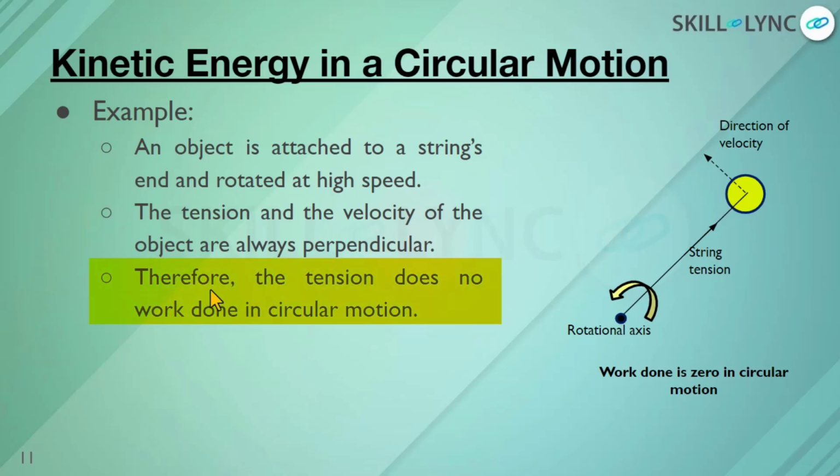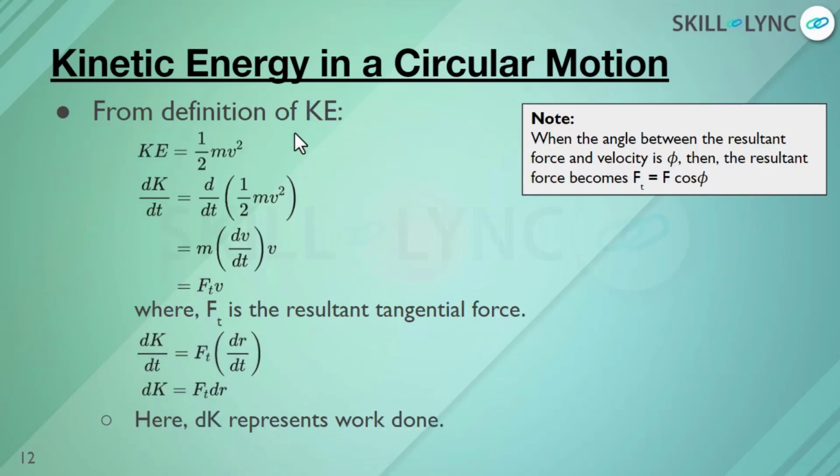Therefore, the tension does no work in circular motion. Thus, as seen in the picture, this tension will cause zero work done on the ball, since the string tension and the direction of velocity are perpendicular to each other. Thereby, work done is zero in circular motion. Next, we are going to study its derivation.